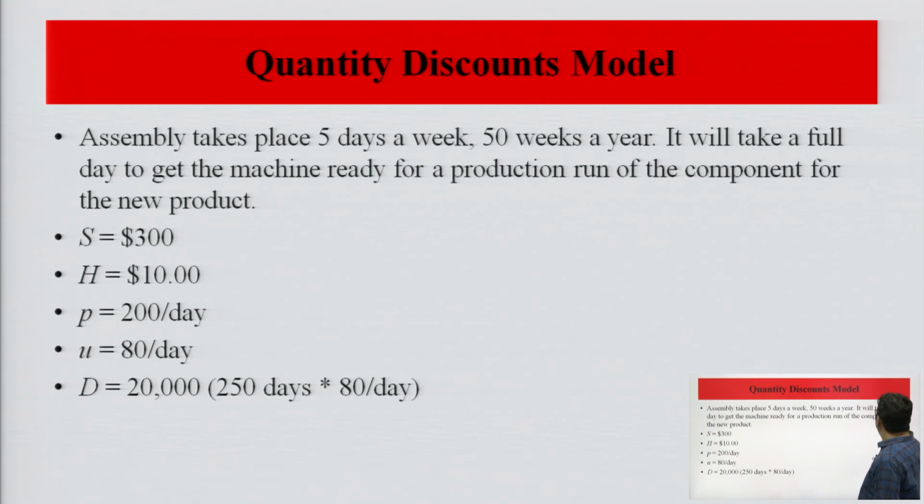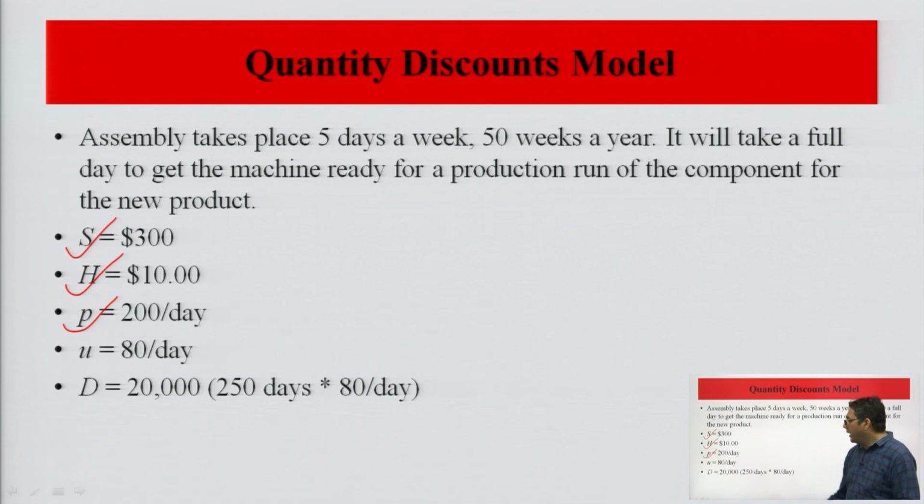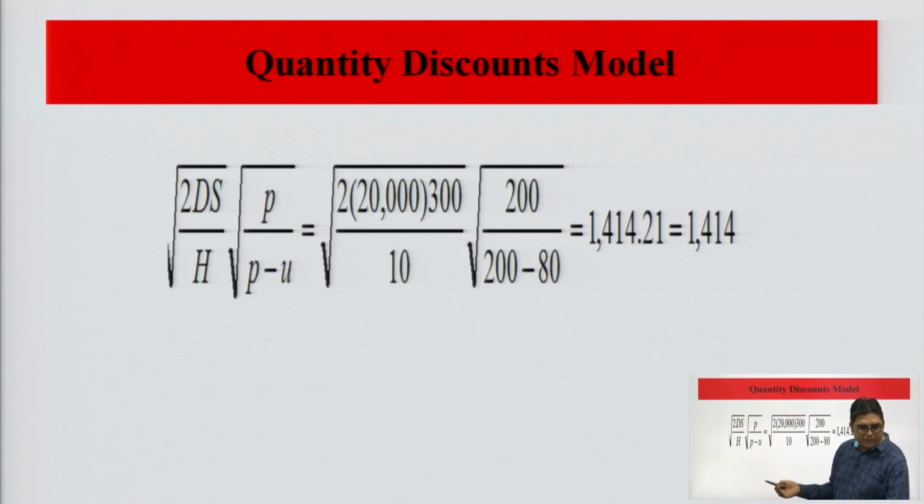Similarly, we have this information: assembly takes place 5 days a week, 50 weeks a year. It will take a full day to get the machine ready for a production run of the component for the new product. Setup cost is $300, holding cost is $10, production is 200 per day, and usage is 80 per day. Again, it is important over here: production rate and usage rate. In the production model, they both are very important. So we will identify how it is going to be made, and the same pattern will be used.